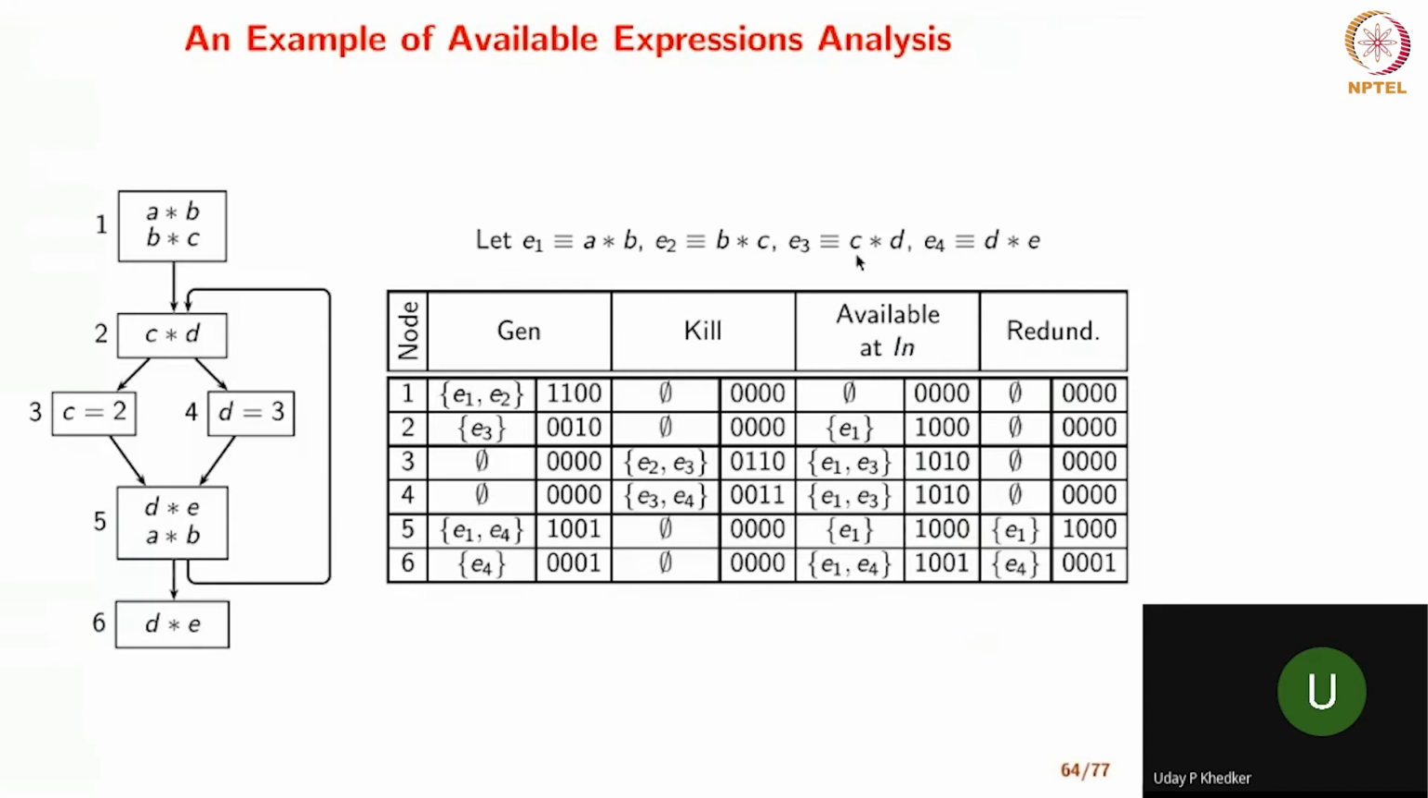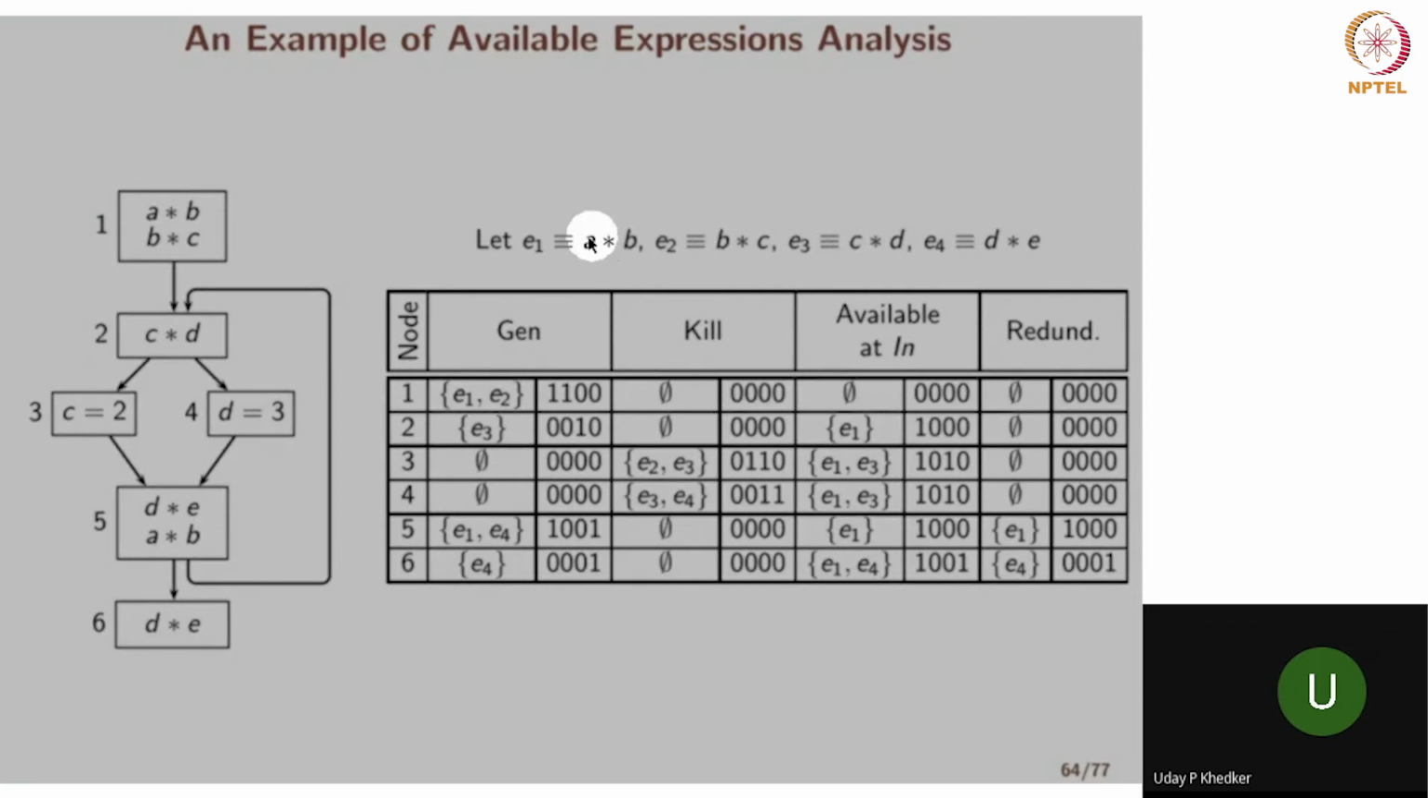So let us look at a tutorial example for available expressions analysis. Here, for a change, we represent sets using bit vectors. Okay, so here, let's say the first bit represents A star B, the second bit represents B star C, the third bit represents C star D, and the fourth bit represents D star E.